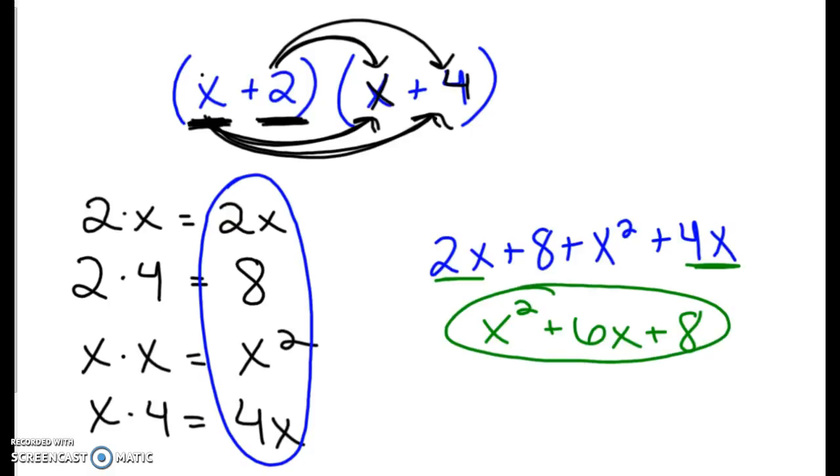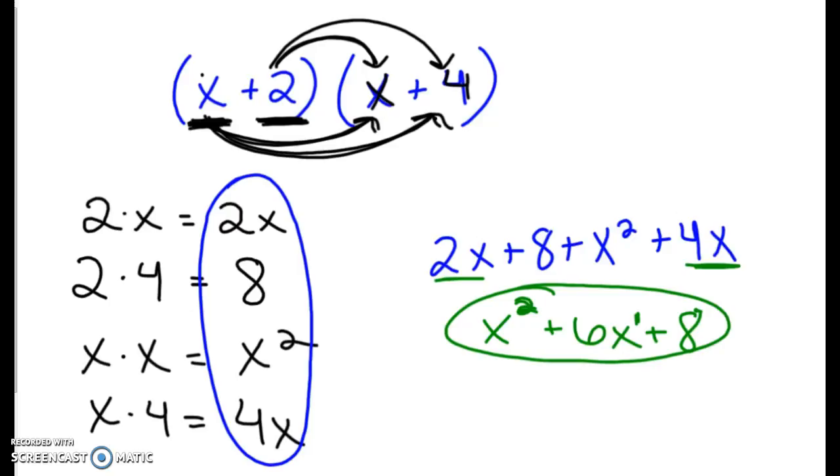It doesn't matter what order you put them in, but usually you'll put them in order based on the power. So x squared is the greatest, then this one has an exponent of 1, so that would be next, and then 8 doesn't have an exponent or an x attached to it. But again, it doesn't matter which order you put them in.